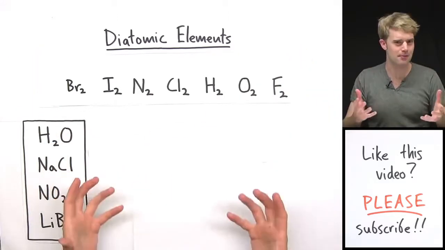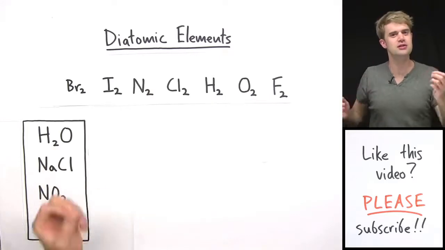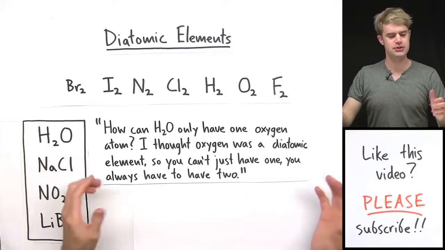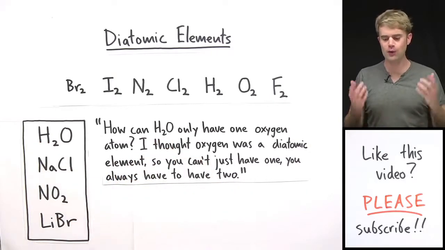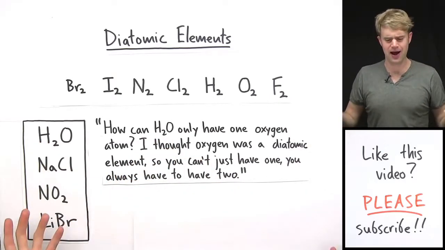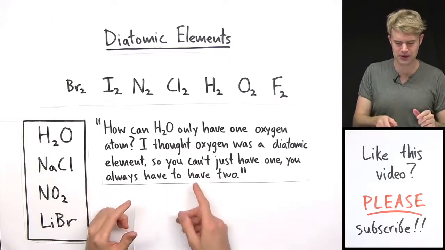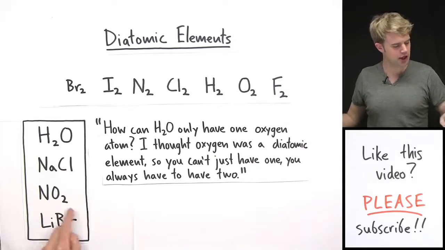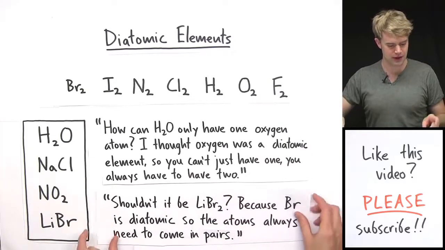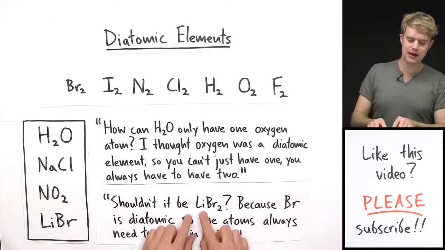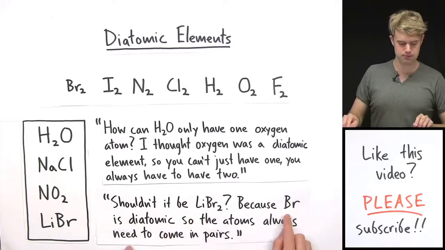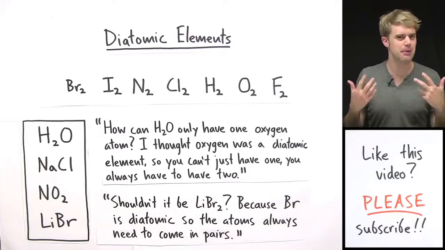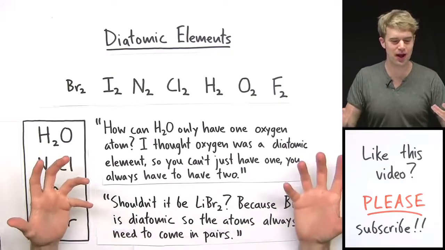Let me show you some comments I've gotten on my videos that express this confusion. Okay, one person asks, how can H2O only have one oxygen atom? I thought oxygen was a diatomic element, so you can't just have one. You always have to have 2, okay? Now talking about LiBr here, someone else asks, wait, shouldn't it be LiBr2? Because bromine is diatomic, so the atoms always need to come in pairs. So what's going on here?